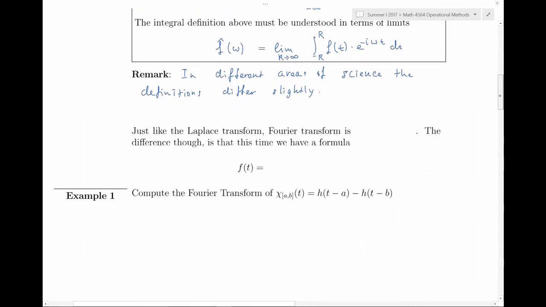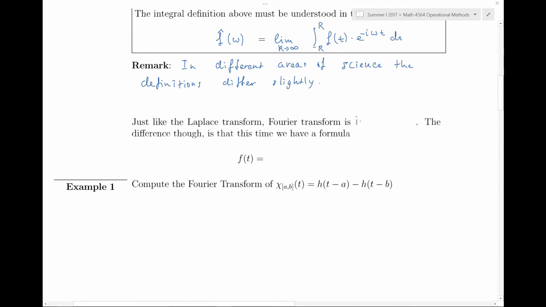Just like the Laplace transform, the Fourier transform is invertible. But contrary to the case of the Laplace transform, the Fourier transform has a formula for the inversion. And the formula is 1 over 2 pi, the integral from minus infinity to infinity. And we take the Fourier transform of my function, f hat of omega, and we integrate against e to the positive I omega t, but this time we integrate with respect to omega.